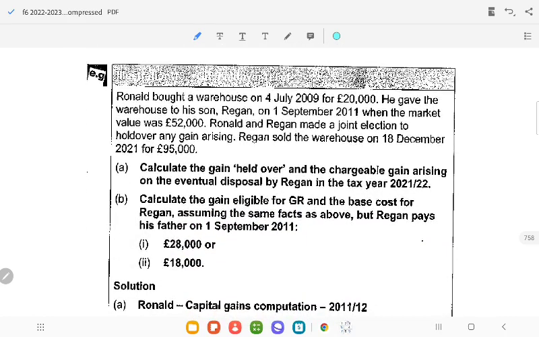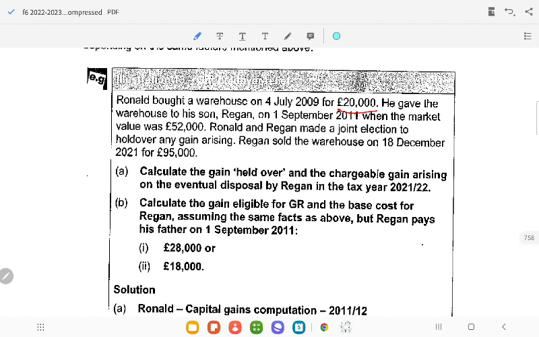So, this is a comprehensive example. Ronald bought a warehouse on 4th July 2009 for 20,000. He gave the warehouse to his son Reagan on 1st September 2011. At that time, the market value was 52,000. Ronald and Reagan made a joint election to hold over any gain arising. Reagan sold the warehouse on 18 December for 95,000. So, this is the scenario. Now, the requirement is to calculate the gain held over and the chargeable gain arising on the eventual disposal by Reagan in the tax year 21-22.